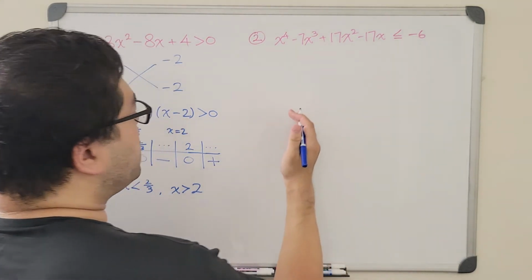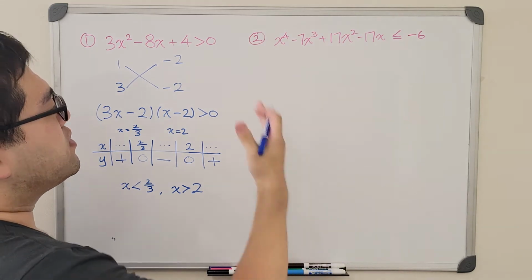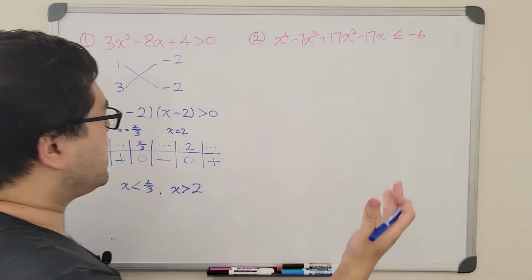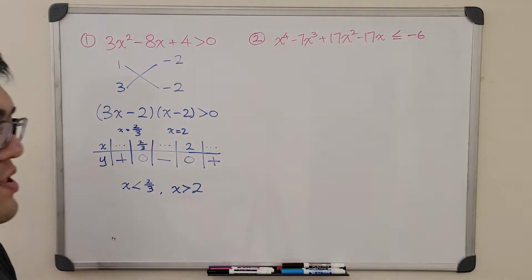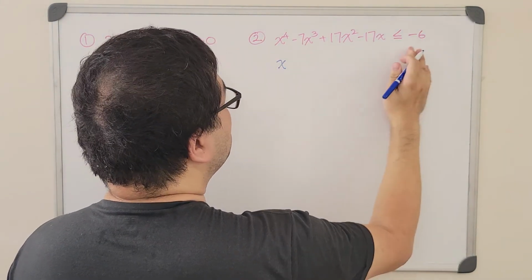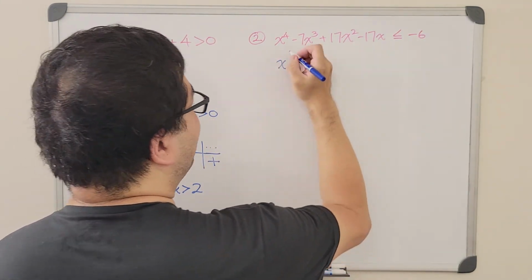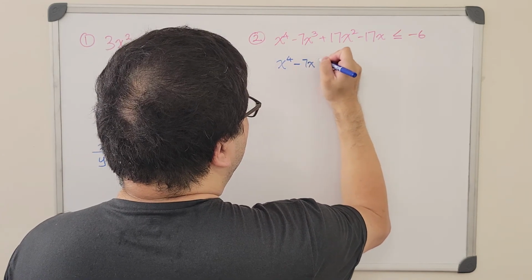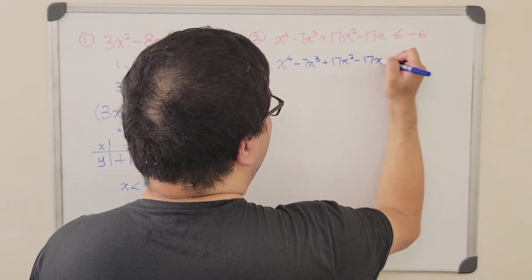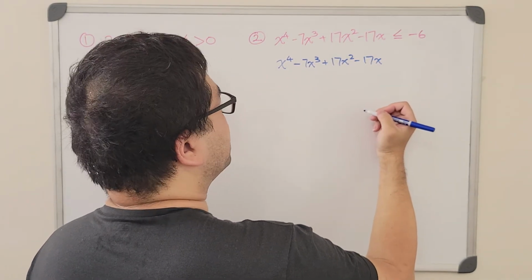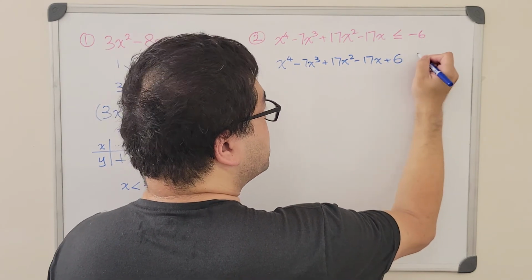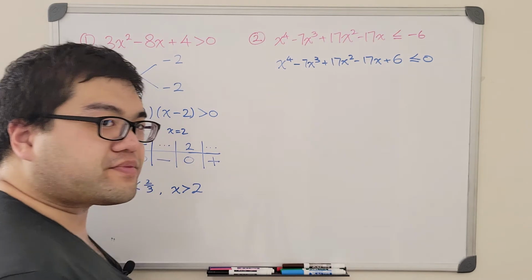For the second one, we are going to do the same thing. Again, we don't have to set it equal to 0, but technically we still want to find the solutions like what we did. To do that, of course, we would like to move all the terms from the right hand side to the left hand side, which gives us this: x to the 4th power minus 7x cubed plus 17x squared minus 17x plus 6 is less than or equal to 0.